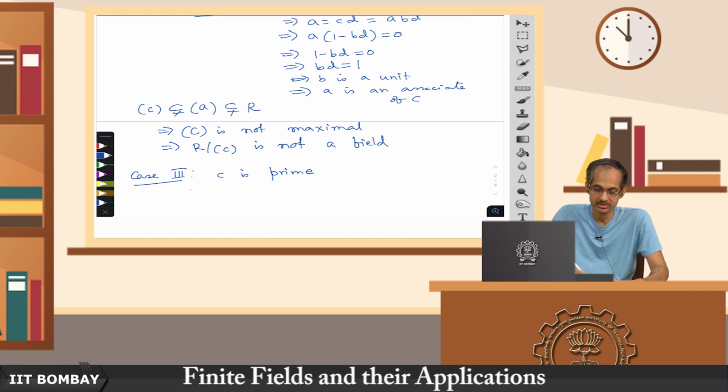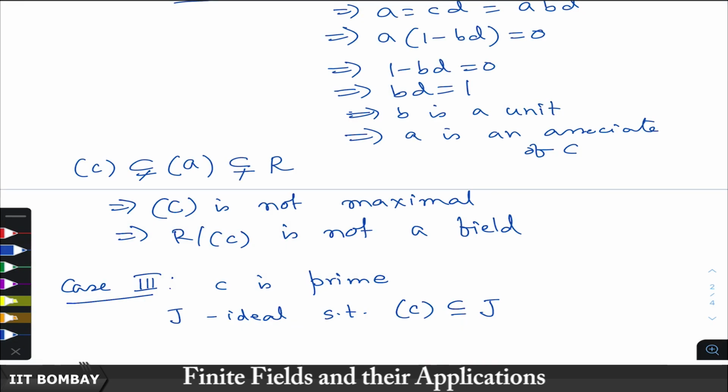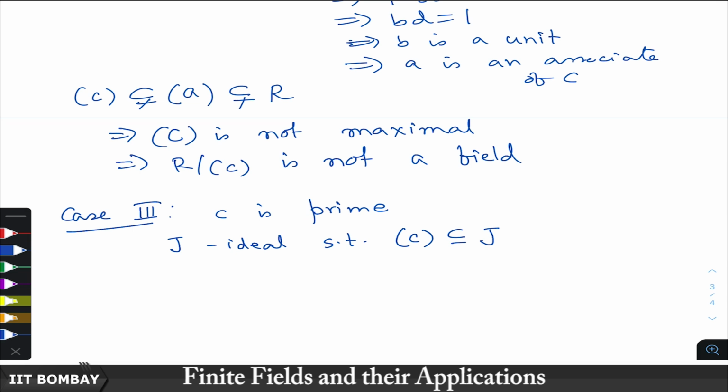So, to prove that, let us consider any ideal J such that J contains C. Okay, so, we will show that J will be either C itself or R. Now, because it is a PID, J is generated by a single element. Let us call it A. It is generated by A. Okay. Now, what this means, because C belongs to that ideal generated by A, it means that C is a multiple of A, AB.